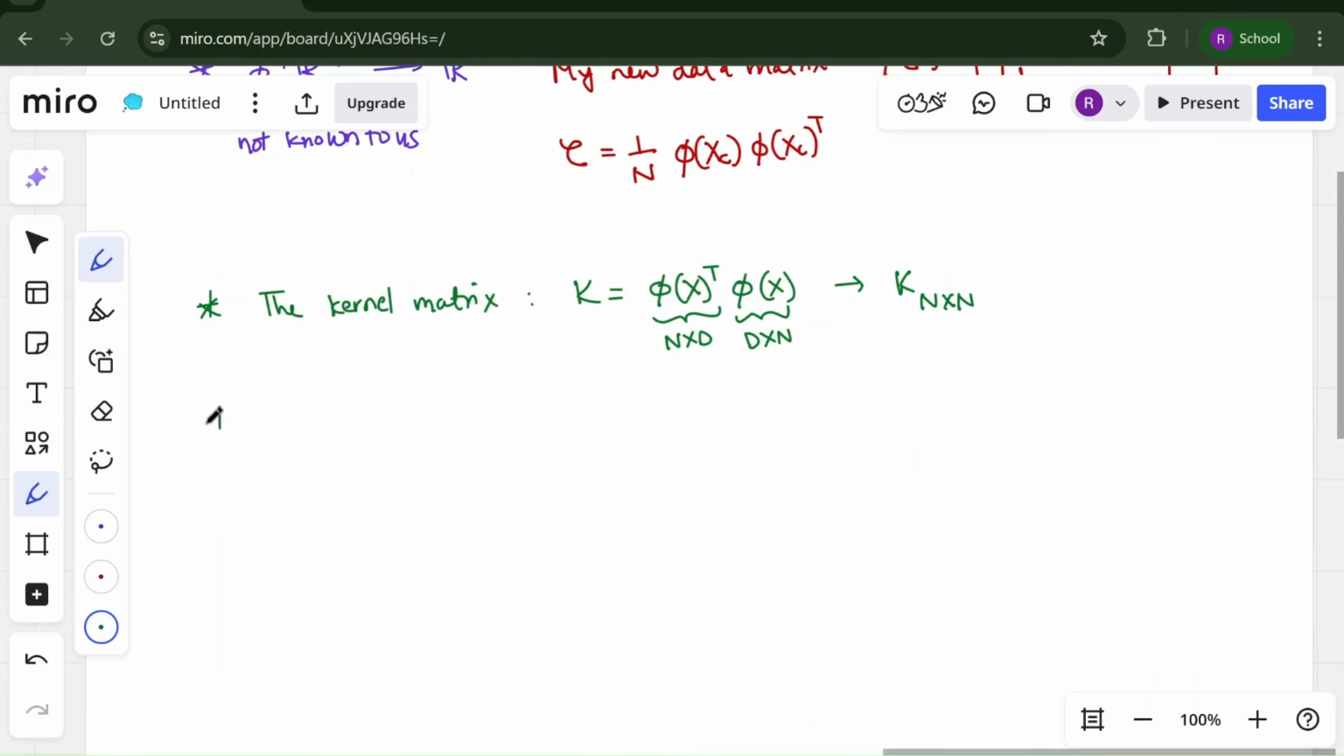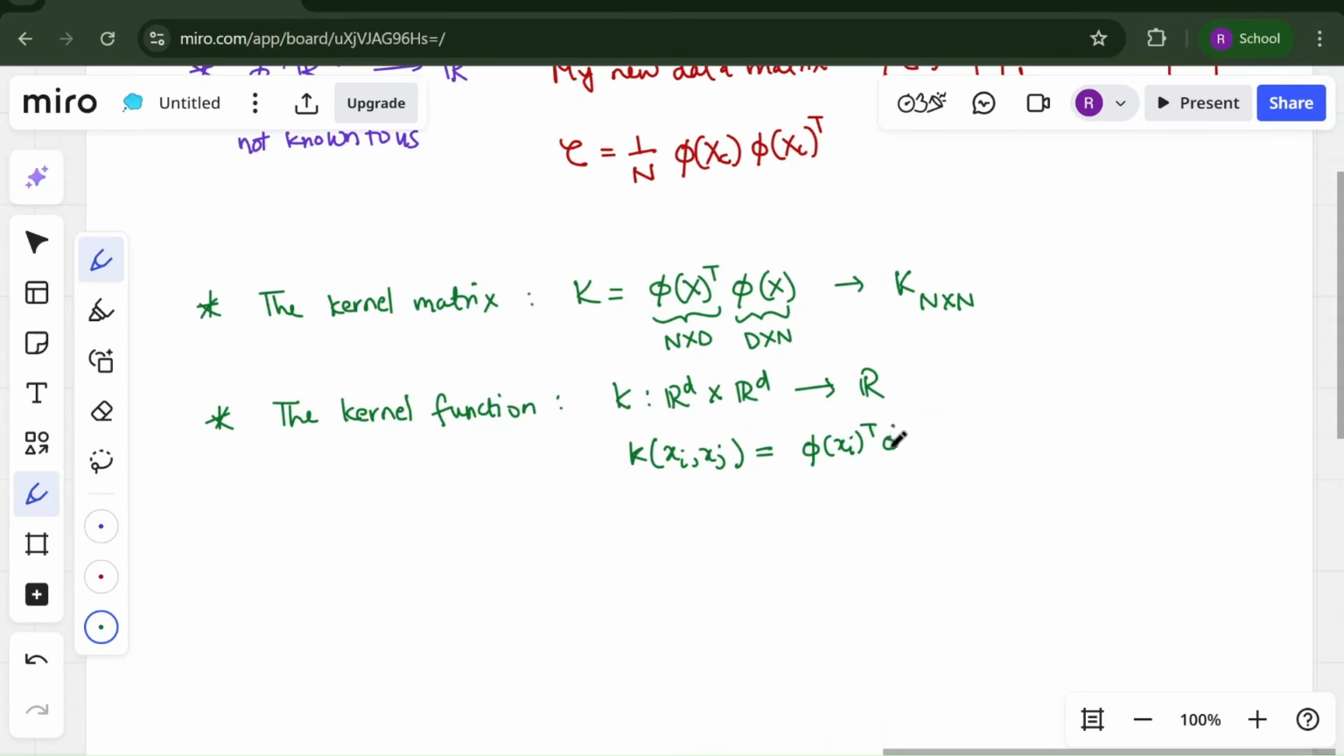Secondly, this is the kernel matrix. There is another entity called the kernel function. What is the kernel function? The kernel function is a map. So this is small k. It is a map from R^d cross R^d to R. What does it mean? It means it takes two vectors as input and outputs a scalar. How does it do it? You give it two vectors xi and xj as input, and it will give you phi of xi transpose with phi of xj.